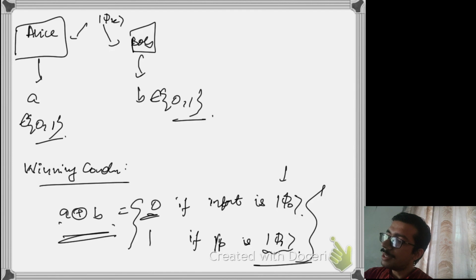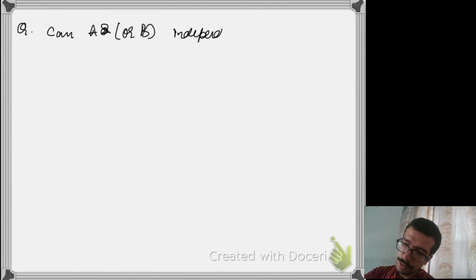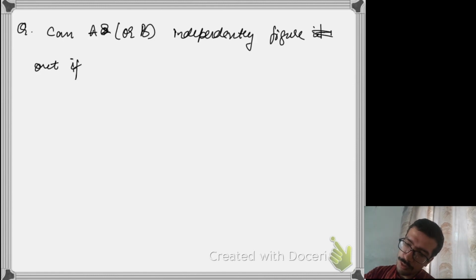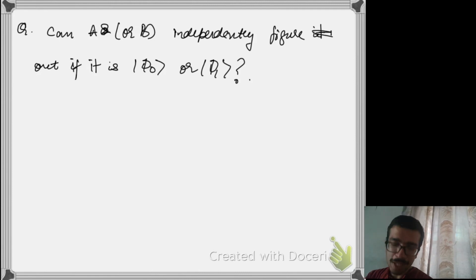Now the first question is: can Alice and Bob independently figure out whether they have received ket phi 0 or ket phi 1? Can Alice or Bob independently figure out if it is ket phi 0 or ket phi 1? This is the question. Can they do that? And the answer is, well, no.